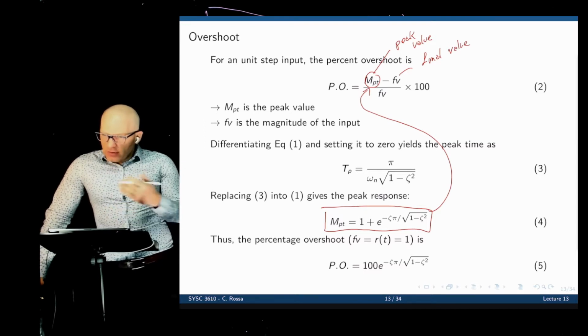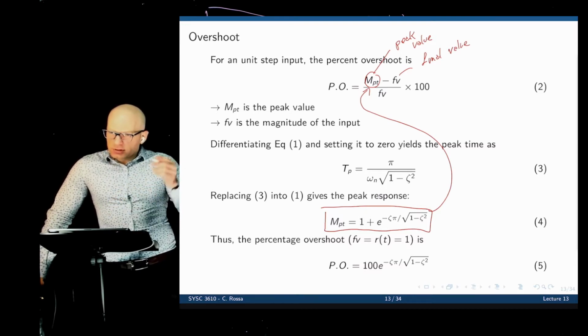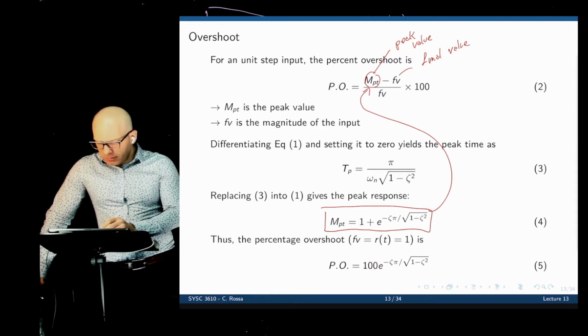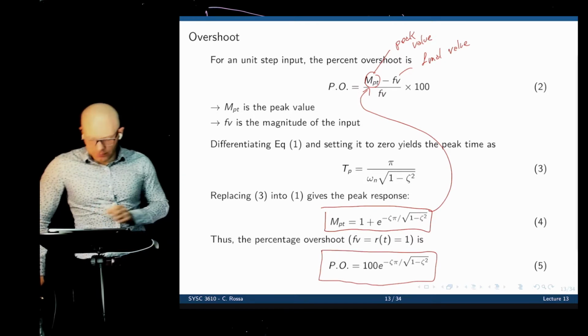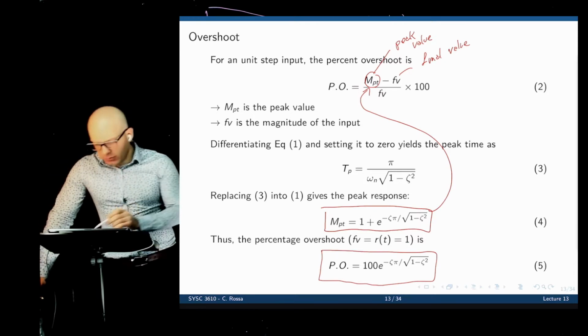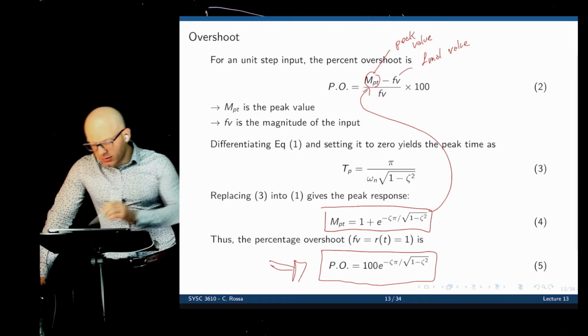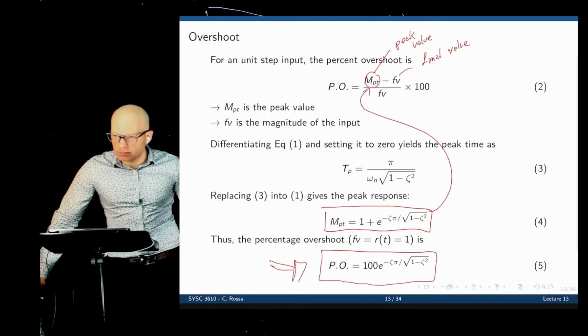Now we are ready to take equation 4, the maximum value, and input it back in there. When we have a unit step input, the final value is 1, and you can calculate the percent overshoot as follows. So note this equation, highlight this equation. This equation is very important. This gives us the percent overshoot in the system.